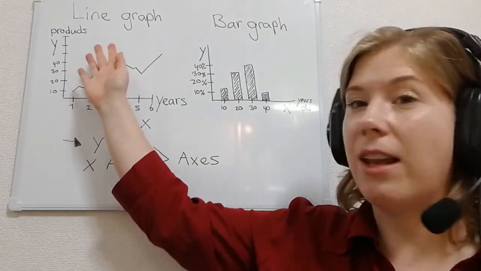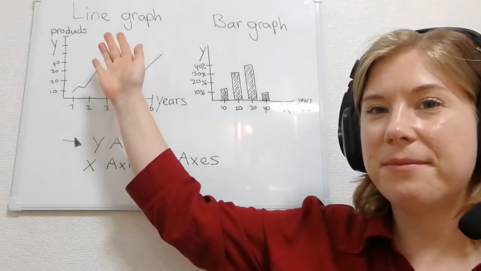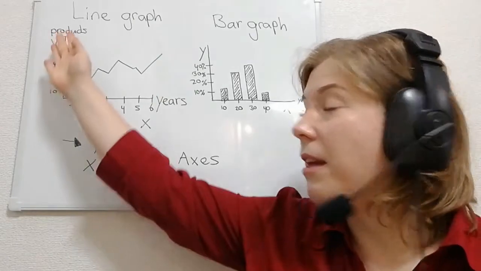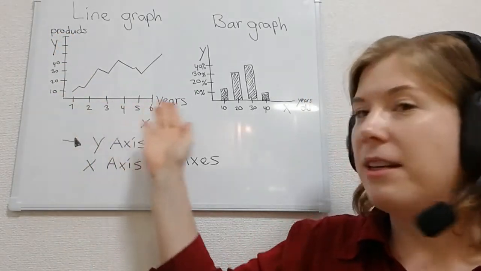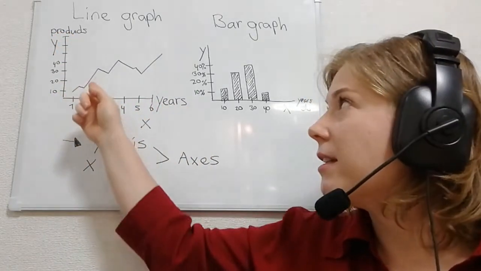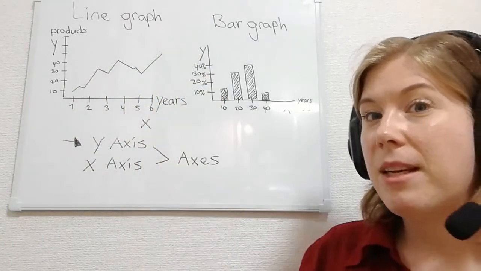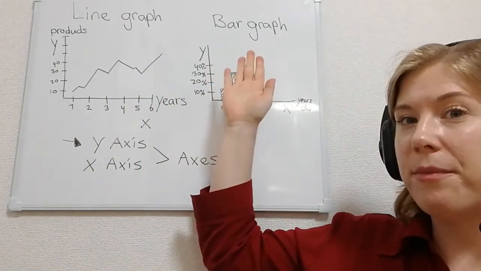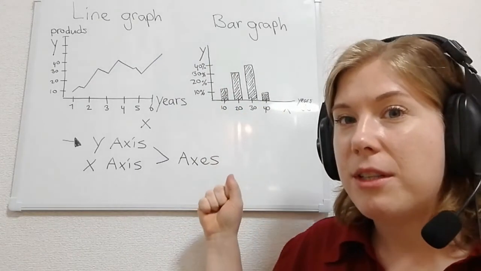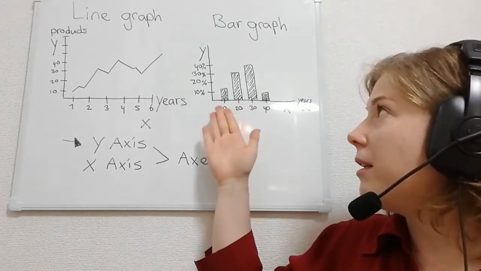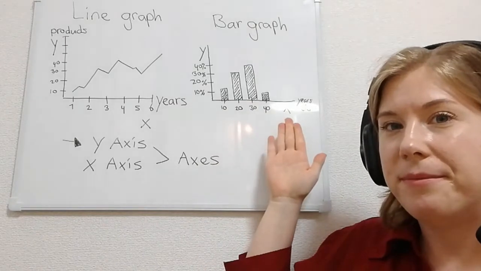This is a line graph. This one shows the amount of products and years and how things have been changing over time. This is a bar graph. This one is very useful to see the difference between different groups of people.